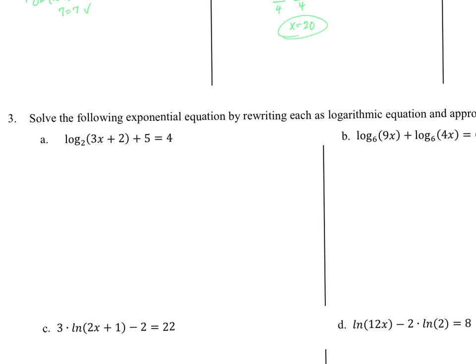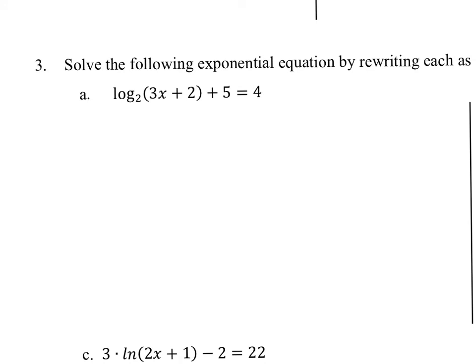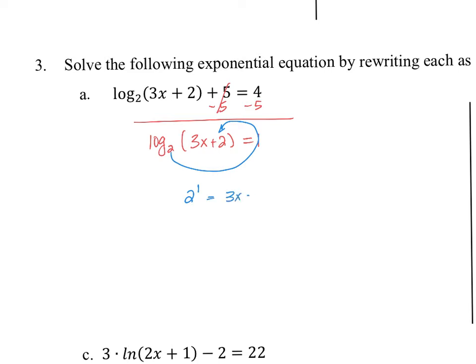We are going to use both of the techniques we just learned, and we are going to solve some log equations. So you want to get the log isolated all by itself. To do that, we're going to subtract 5 from both sides, and you get log base 2 of 3x plus 2 is equal to negative 1. Now we can do our little loop-de-loop trick and say 2 to the first power is equal to 3x plus 2. Sorry, this is supposed to be negative 1 here. I forgot my negative. All right, so we're going to subtract 2.